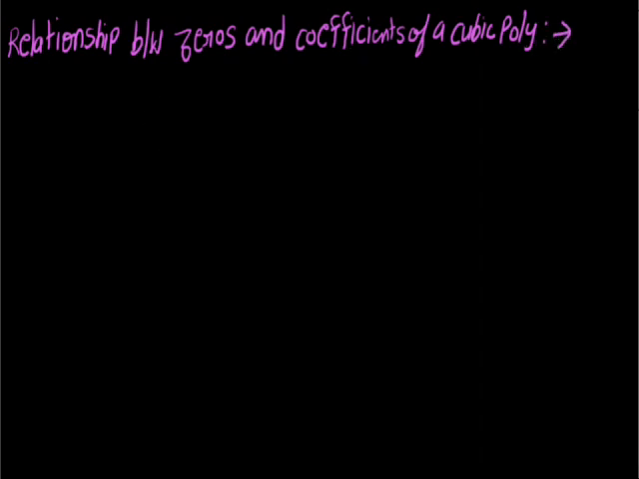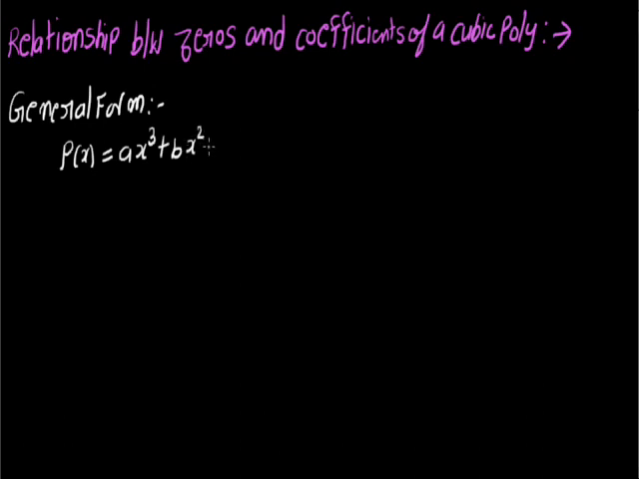Now, how can we find the relation between the zeros and coefficients? First of all, let us write down the general expression of a cubic polynomial. So first of all, we write the general form. The general form of the cubic polynomial can be written as p of x equals ax cube plus bx square plus cx plus d, and the coefficient of x cube should not equal 0, a is not equal to 0. That is the general form of a cubic polynomial.